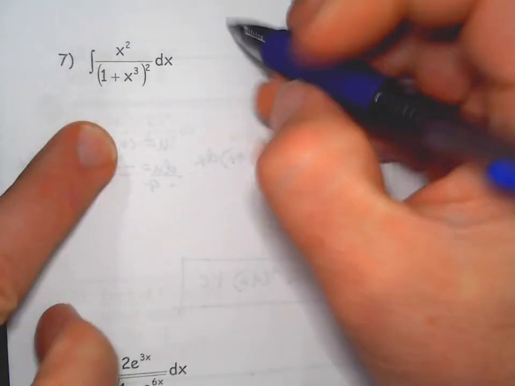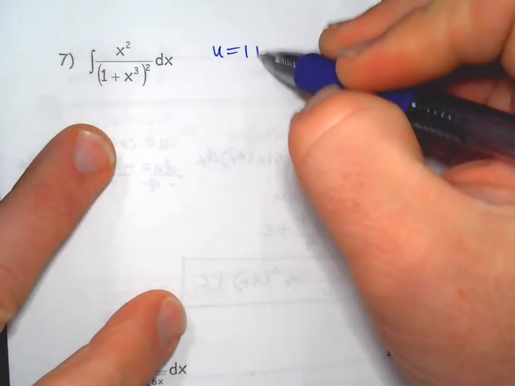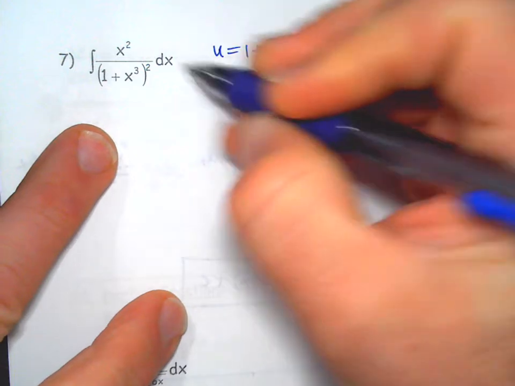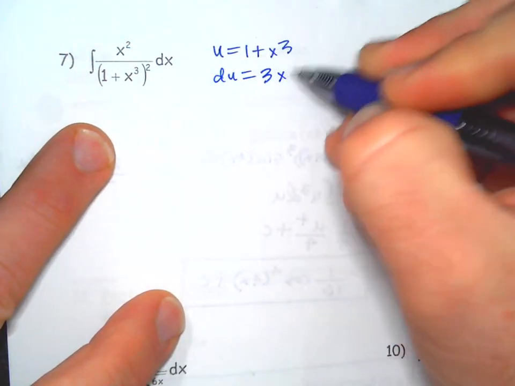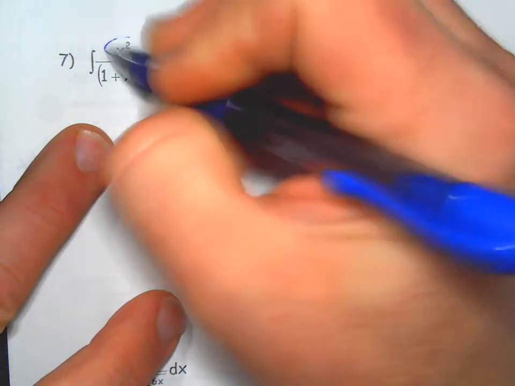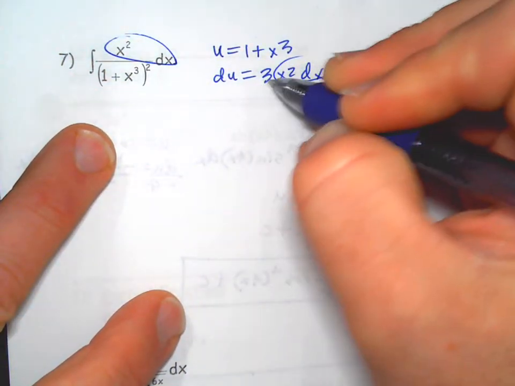I'm going to just try u-substitution first. U equals 1 plus x cubed, usually what's inside the denominator. Du equals 3x squared dx. Perfect. I need an x squared dx. I got it. Don't want the 3.